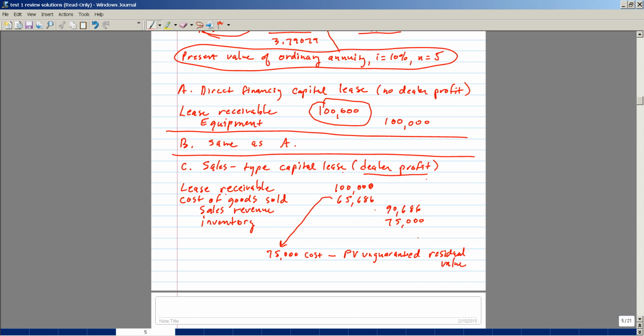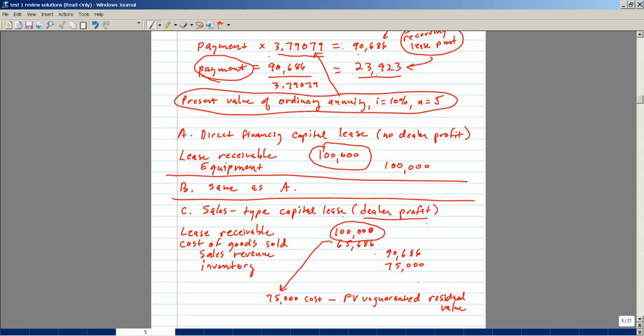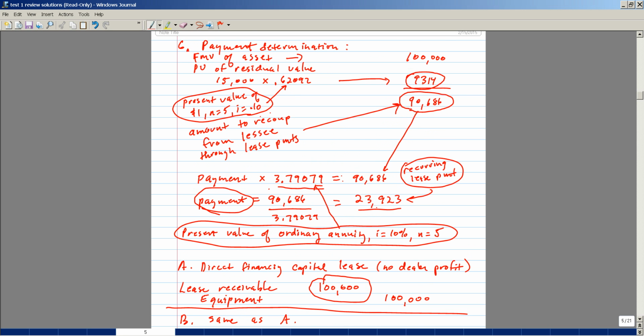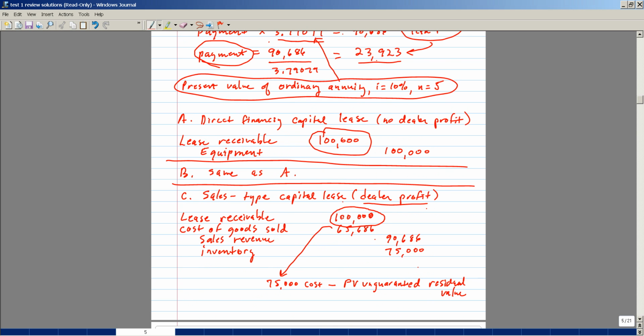So the structure of the entry: debit lease receivable, debit cost of goods sold, credit sales revenue, credit inventory. Here's how you arrive at the amounts. The debit to the lease receivable account is determined by taking the present value of the minimum lease payments and adding to it the present value of any unguaranteed residual value. So that debit there is exactly the same as was determined in part A of the problem. The present value of the minimum lease payments was $90,686, and the present value of the unguaranteed residual value was $93,140. So you take the $96,86, add to it the $93,140, and that's how you arrive at this total debit to the lease receivable account.